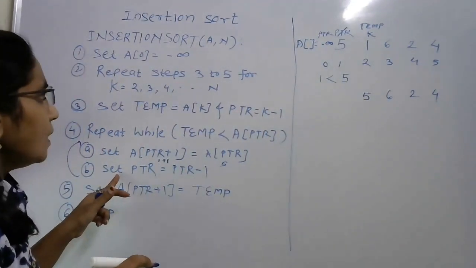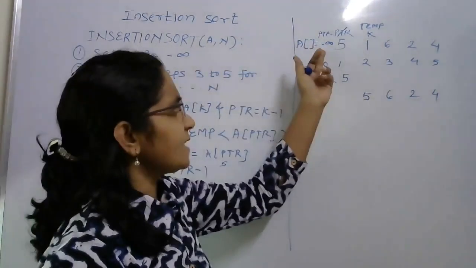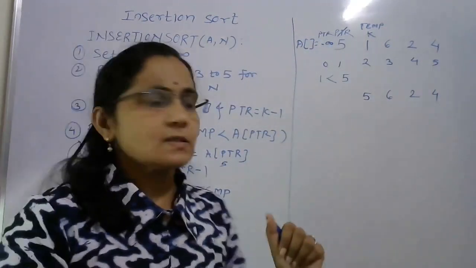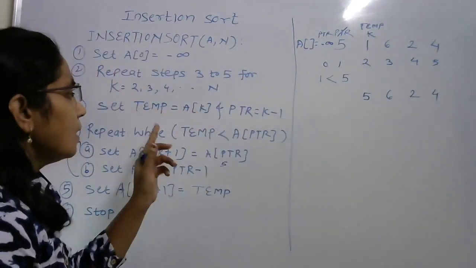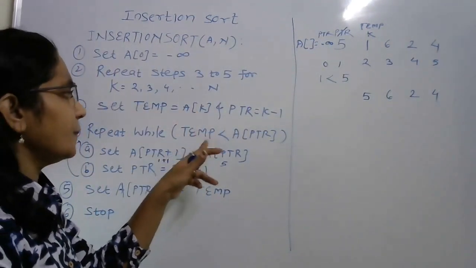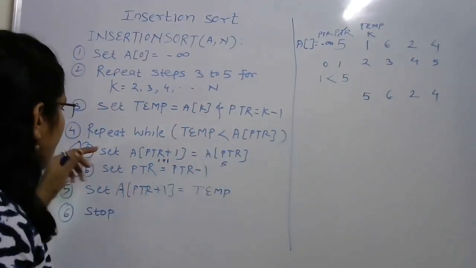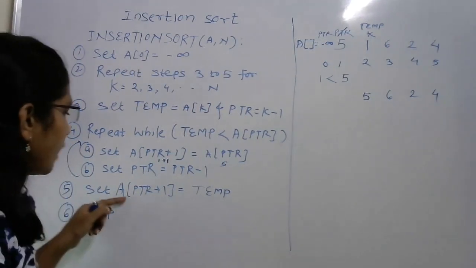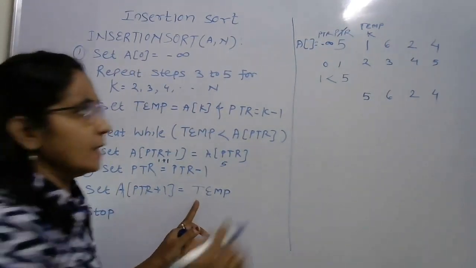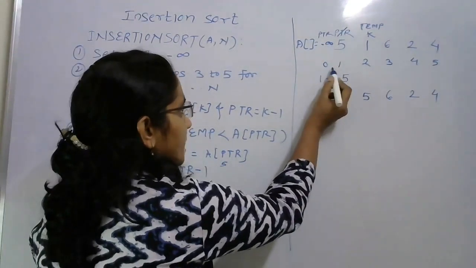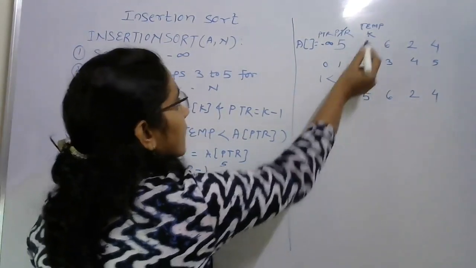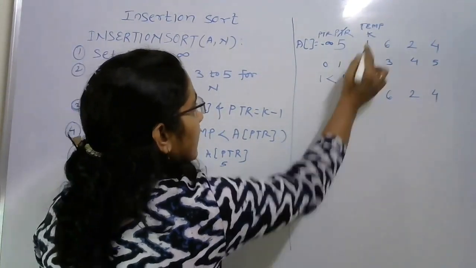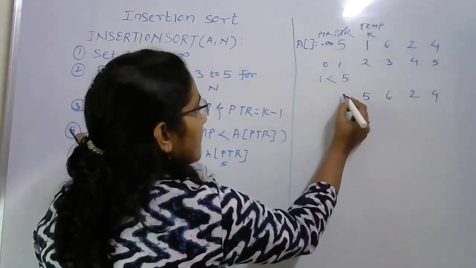Now actually it is a minus infinity. So it is not compared with the temporary. Temporary is less than A of PTR. So the control is actually out of the loop. Set A of PTR plus 1 equal to temporary. The value of PTR is 0. 0 plus 1, 1. And that is equal to temporary. So at the 1st location, the value of temporary is 1.